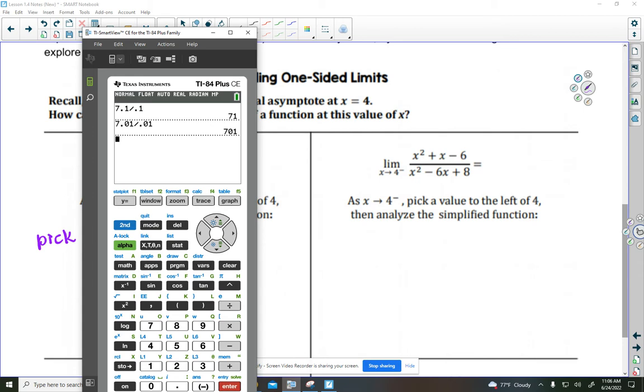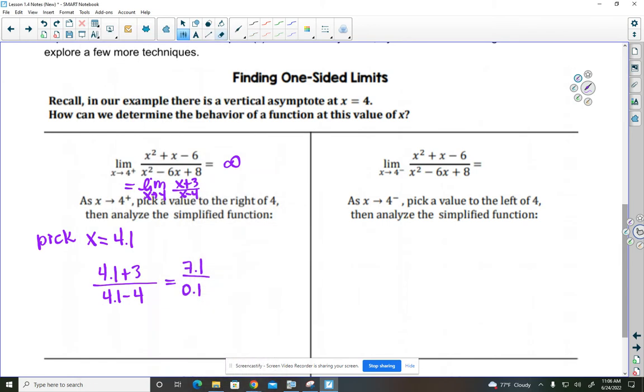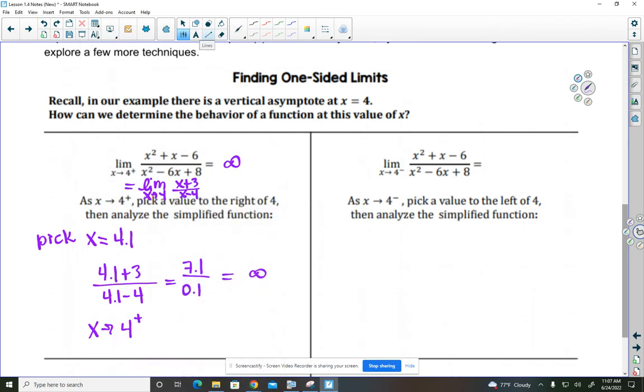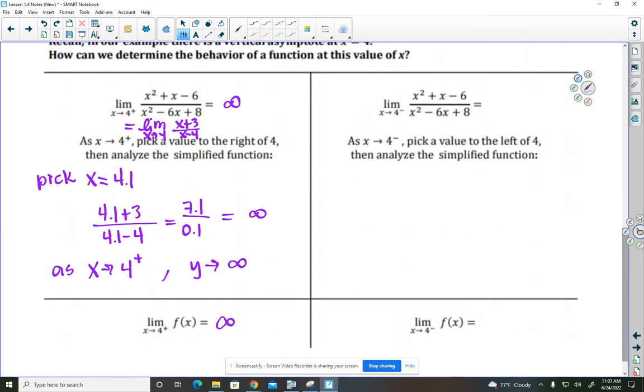What if I picked 4.0001? An even larger value. So as I continue to get closer and closer to 4 from the right, this really is going to be a very large positive number. It really is going to be infinity. What if we were 1/10 away, 100th away, 1,000th away from 4 on the right-hand side? Our function keeps getting larger and larger, and infinitely so. So as x approaches this value, y approaches infinity. So our limit is infinite, and there's our proof.